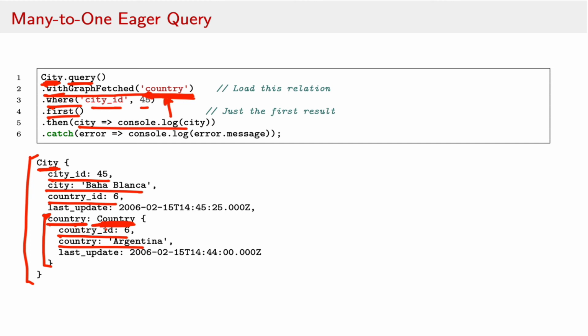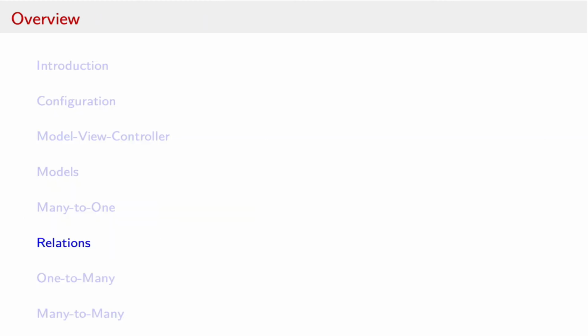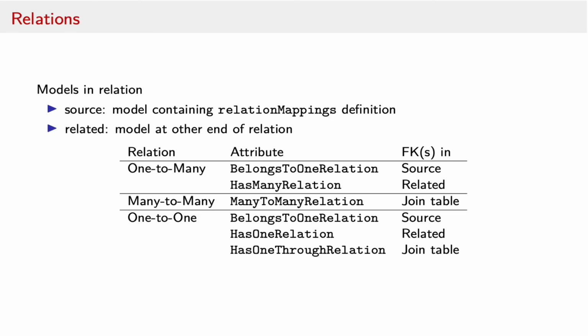We've been looking at this many-to-one relationship type, and we want to explore the other relationships that are supported by Objection. So let's take a look in more detail at a couple of the other ones. Just in general, when we're thinking about models in a relation, we can categorize the two model classes, which of course correspond to two underlying tables, in terms of the source relation, the model that contains that relation mappings function, and then the related relation, which is the model at the other end of the relation.